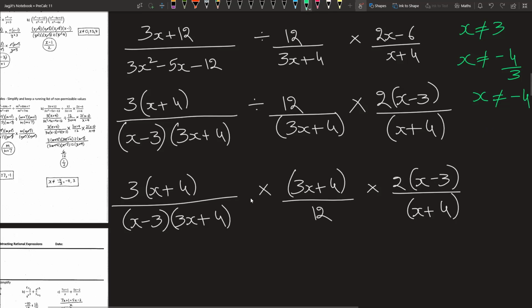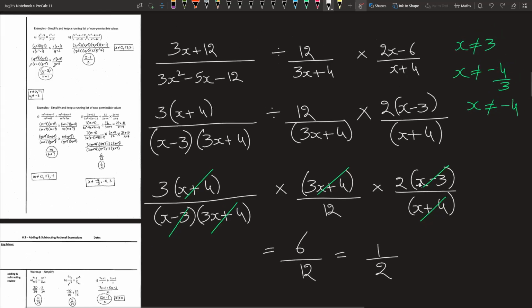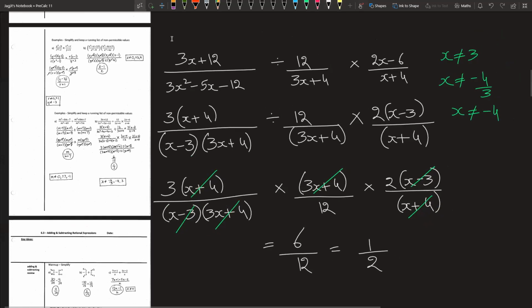Okay, so we've done that. We're ready to cancel. I got x plus 4 divided by x plus 4. I got x minus 3 divided by x minus 3. I got 3x plus 4 divided by 3x plus 4. And guys, I've got 3 times 2, which is 6. So I've got 6 at the top, and I've got 12 at the bottom. When you simplify this, you get 1 over 2. And you've written your non-permissible values already. So there you go, folks. This is how you're going to simplify your division and multiplication questions. Does anyone have any questions?